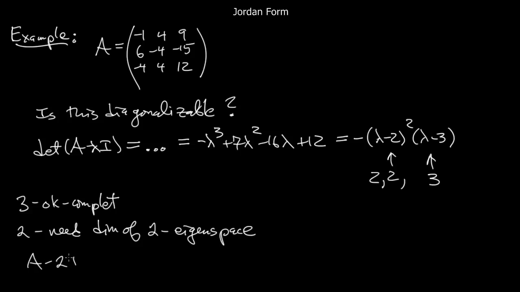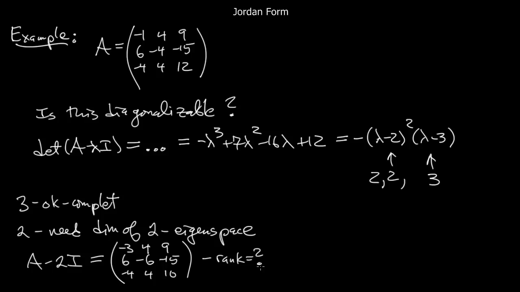Well, let's check. If you take A minus 2I, what you get is this: minus 3, 4, 9, 6, minus 15, minus 4, 4, and 10. And the question is, what's the rank of this matrix? Well, the last 2 rows are multiples of each other. So you can kill off the last row.